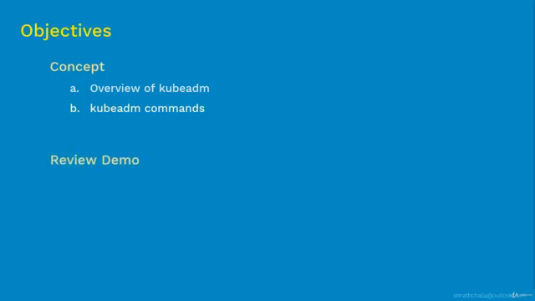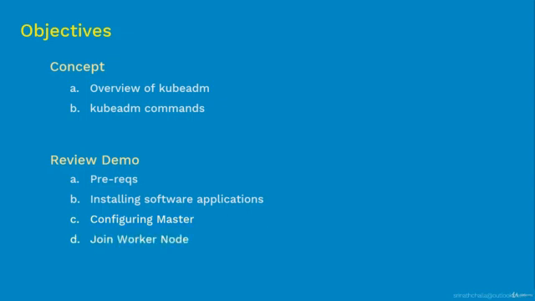After that, we will review the demo we are about to perform on a live system. This will help you better understand when you watch it actually being done live. In this review demo, I'll show you the prerequisites required before you install Kubernetes. Then, we'll install the software applications related to Kubernetes. After that, we will configure the Kubernetes master node. Then, we will configure the Kubernetes worker nodes and join the worker nodes to the cluster. And finally, we'll test and validate the entire setup. So that's about section 2.